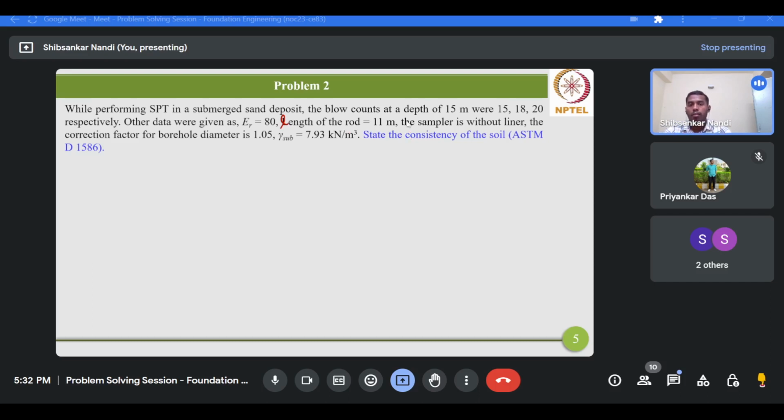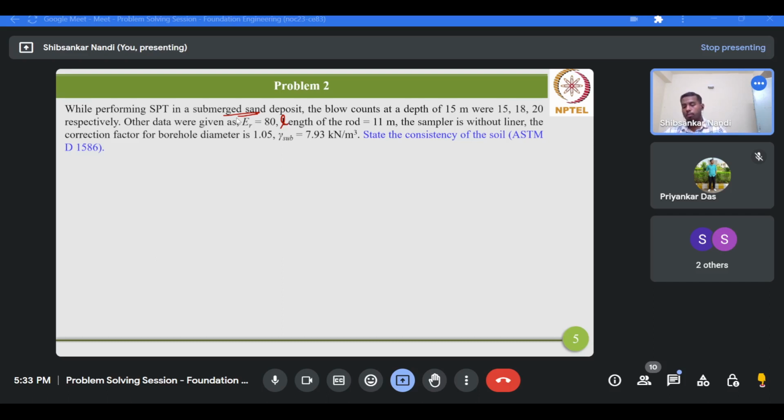Now, what do you understand by consistency of soil, especially for cohesionless soil, since this is a submerged sand deposit? What do you mean by the consistency of a cohesionless soil and how is it represented?